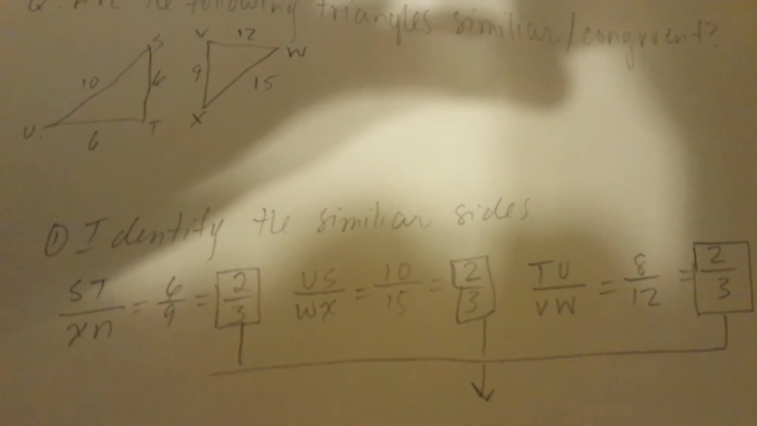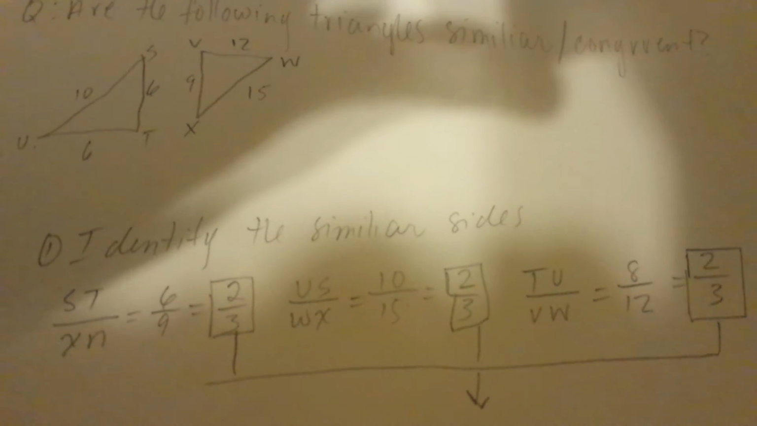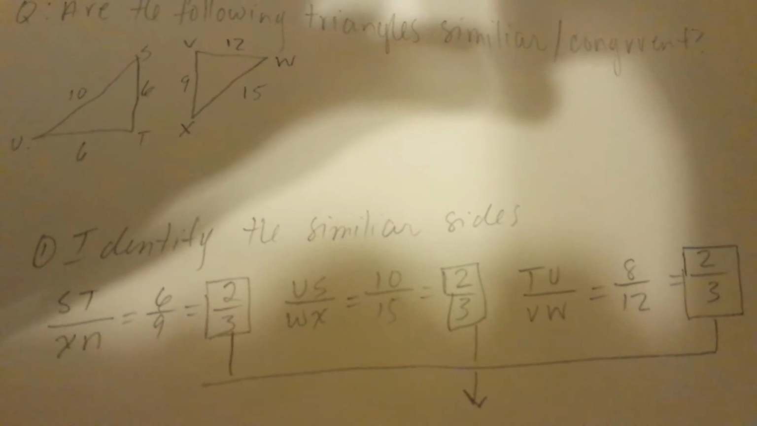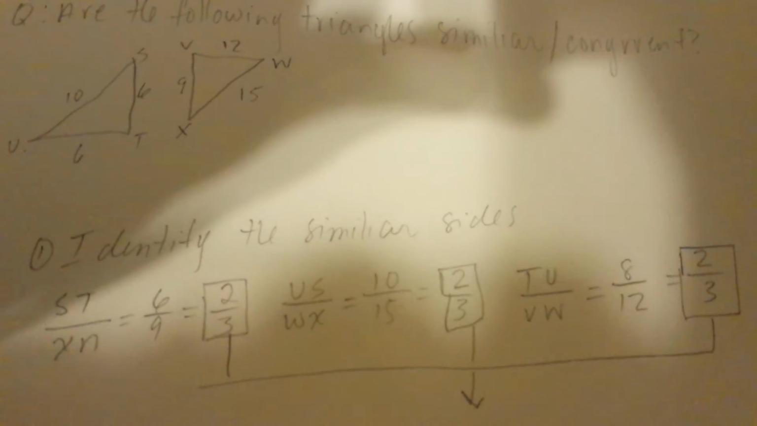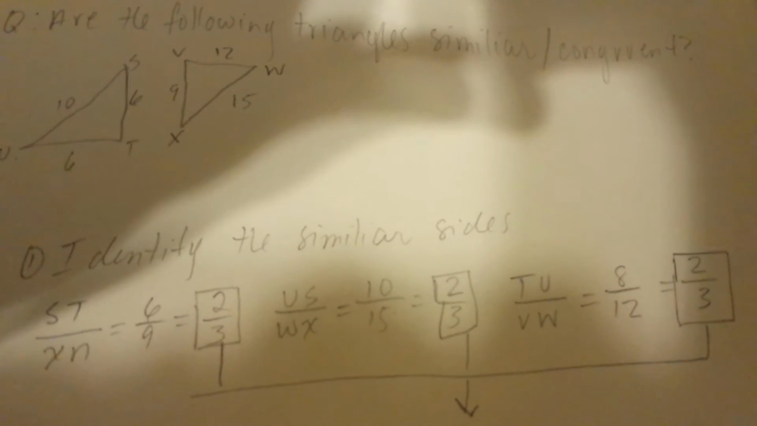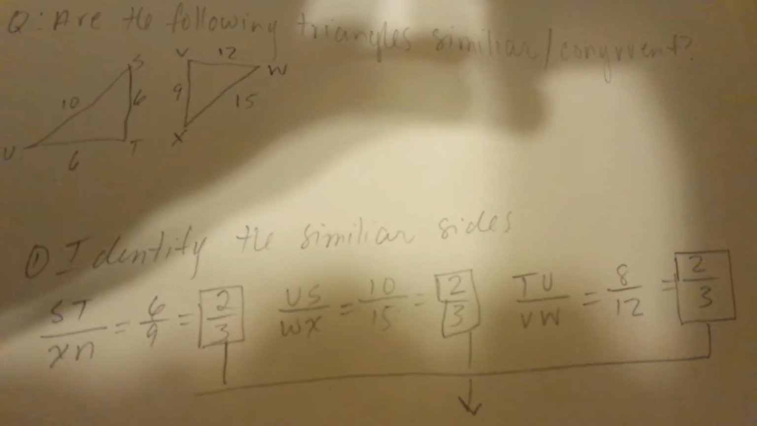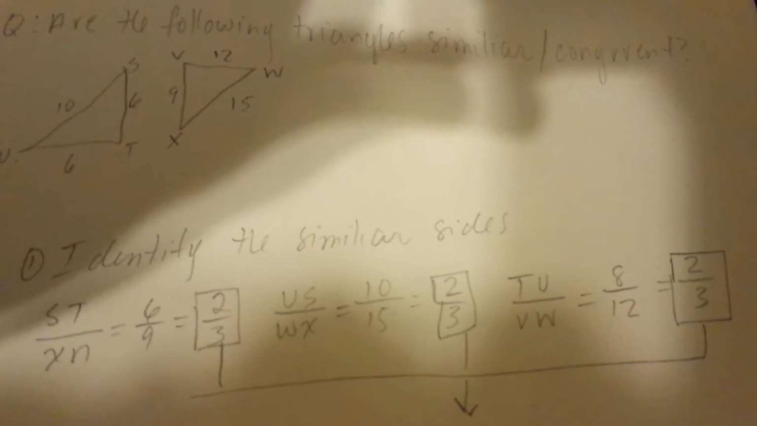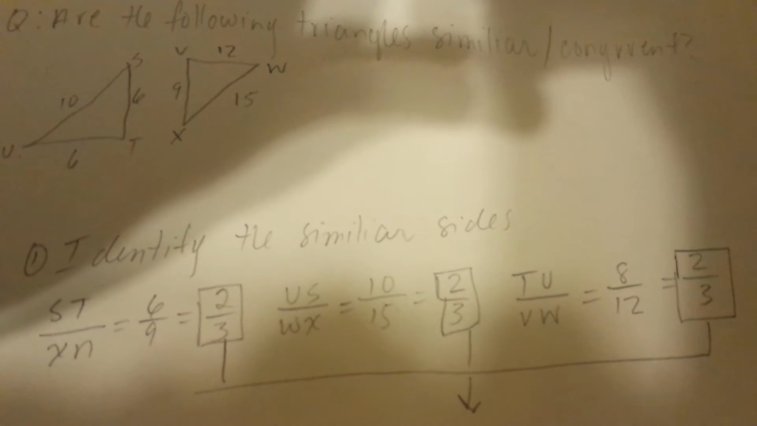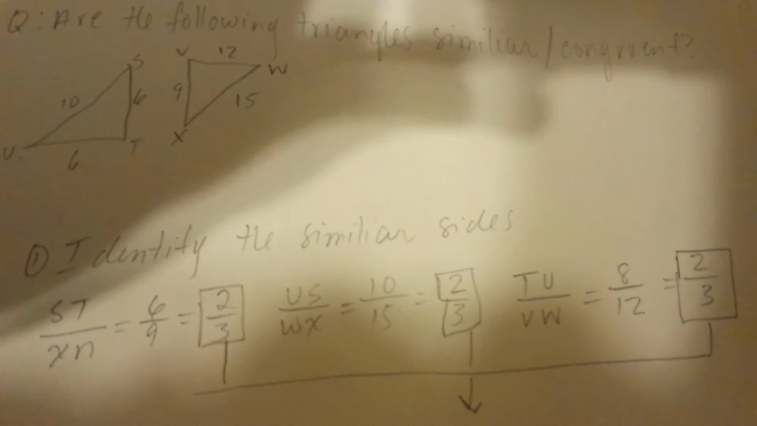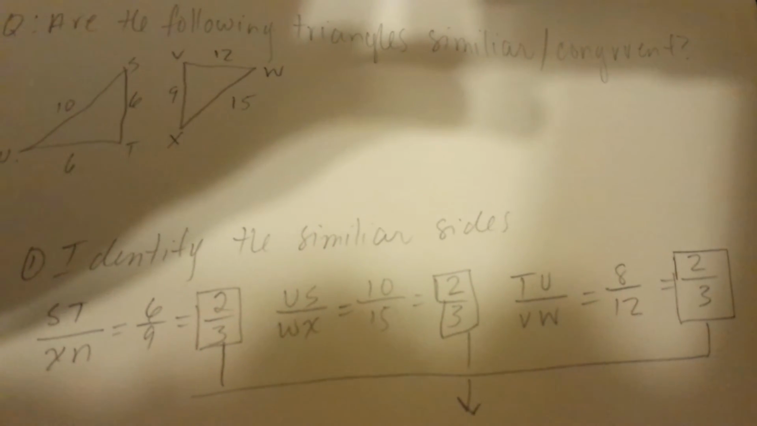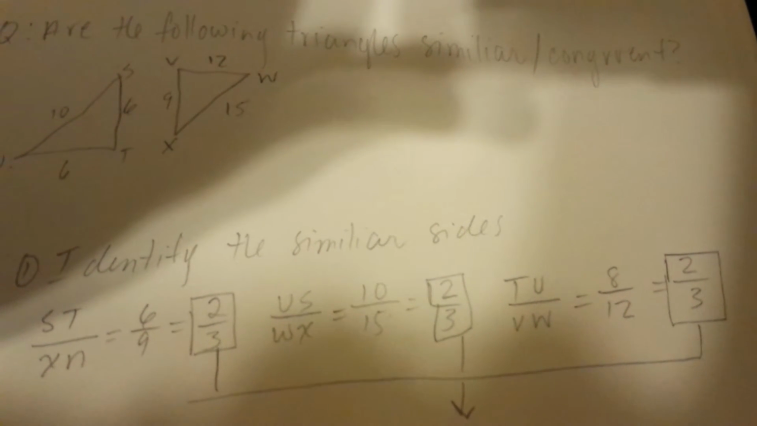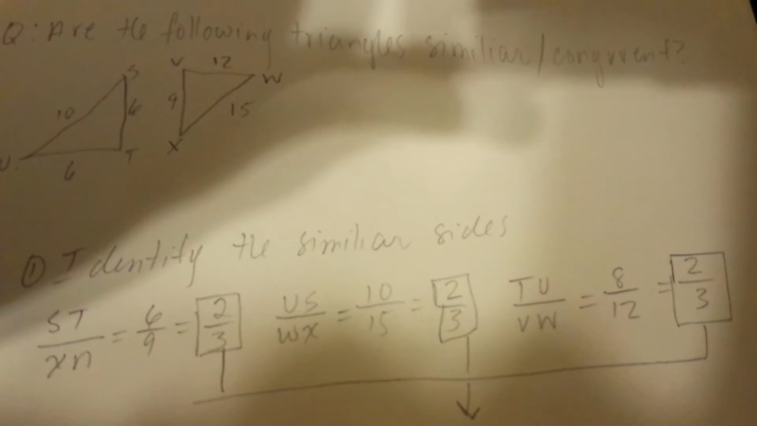The numbers that are given for these sides are 6/9, which reduces to 2/3. Side US corresponds to side WX, which is 10/15, which turns out to be 2/3. Lastly, side TU corresponds to side VW, which is 8/12, which is also equal to 2/3. All sides equal 2/3, so your answer is triangle STU and triangle XVW are similar by the SSS theorem.